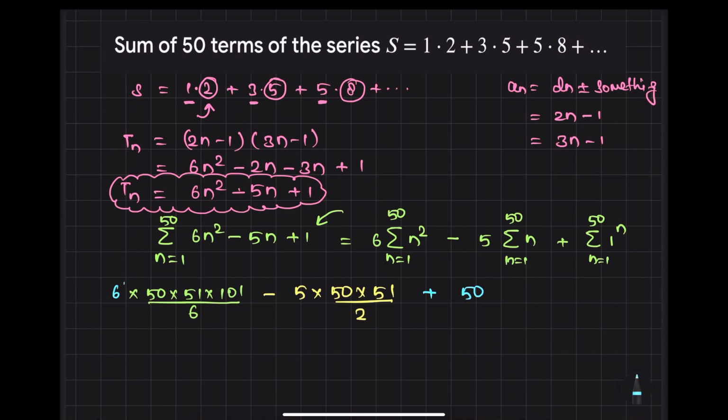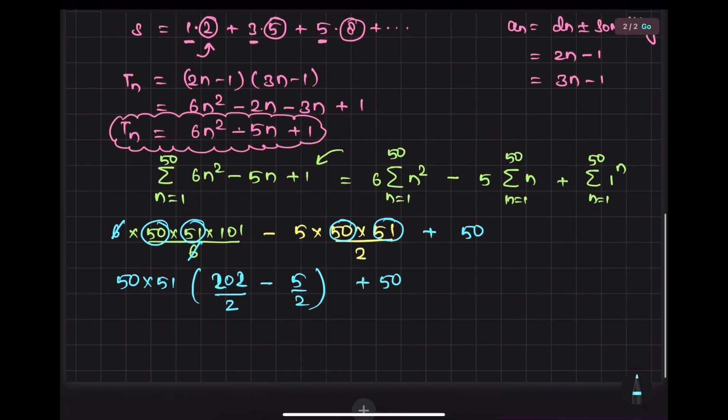So this 6 is gone. Now what you will do, you will take common. So if you'll observe, 50 and 51 are common. So I will take 50, 51 common. We will be left with 101 minus 5 by 2. So it will become 202 by 2 plus 50. Okay. Now you can simplify things.